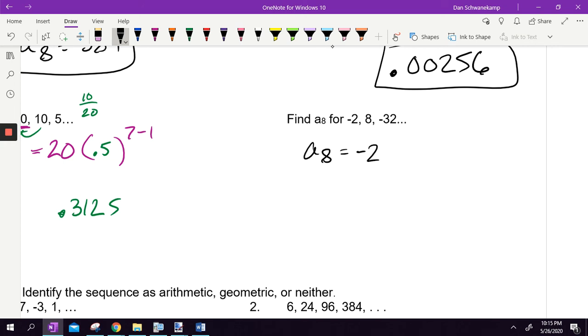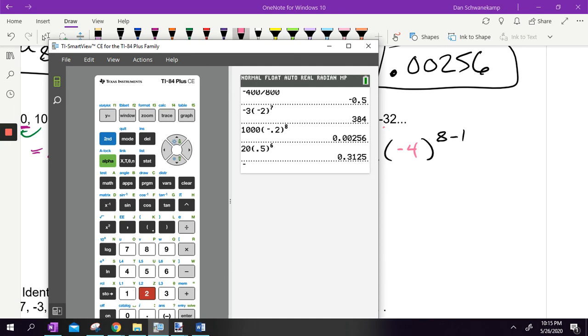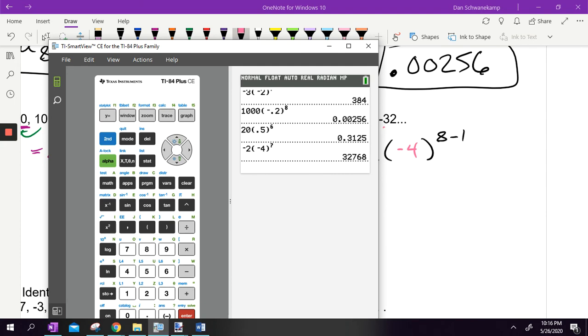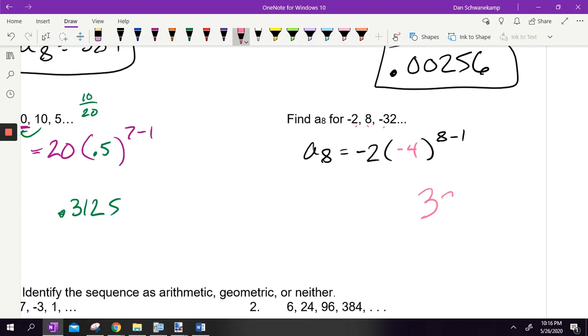A sub 1 is -2 times my ratio, and since I'm finding the 8th term, it's 8 minus 1. What's my ratio going to be? Well, I go from -2 to 8, 8 to -32. I am multiplying by -4. And so in my calculator, I'm going to type in -2, parentheses, -4, parentheses, to the 7th power. Type it all in, hit enter. 32,768. That's a pretty big number, but that is what the 8th term would be.